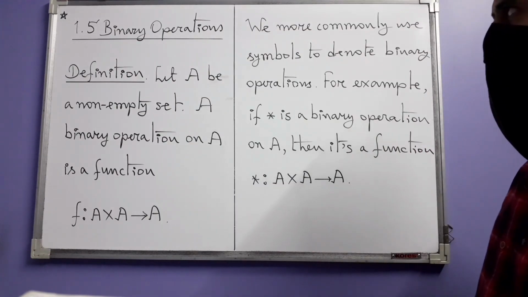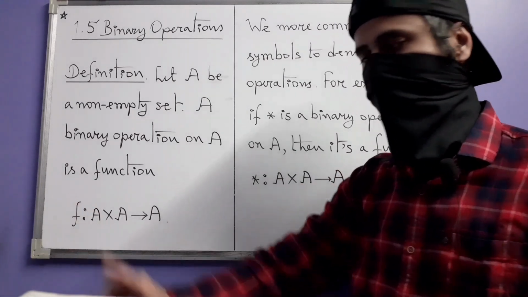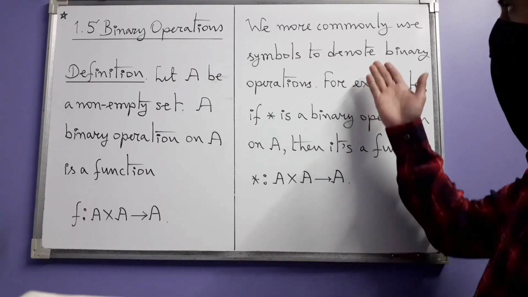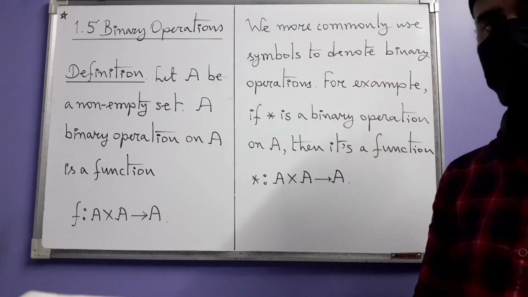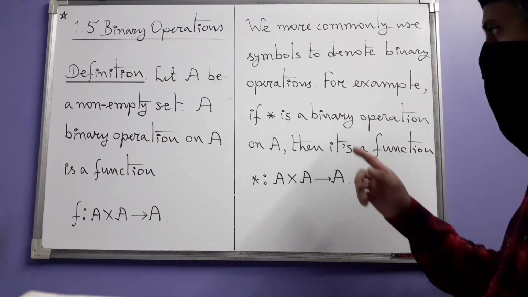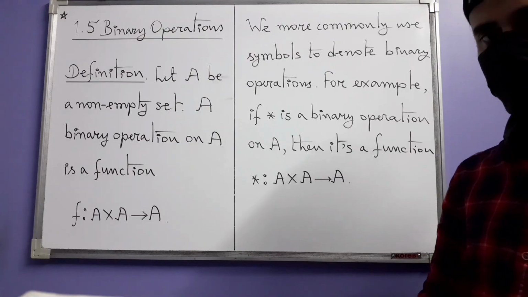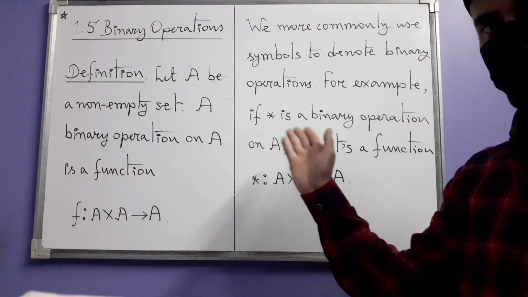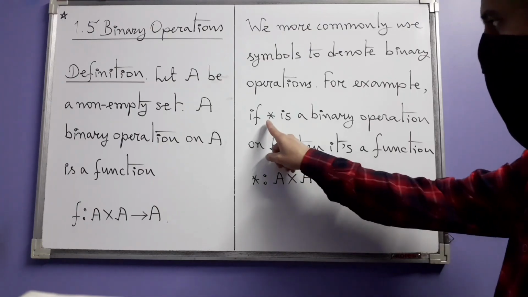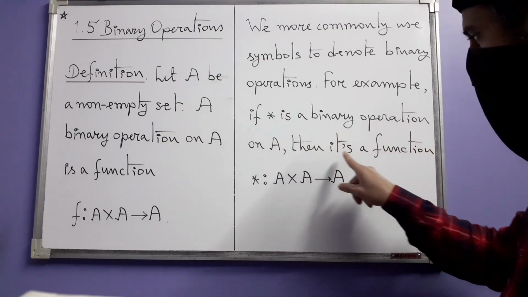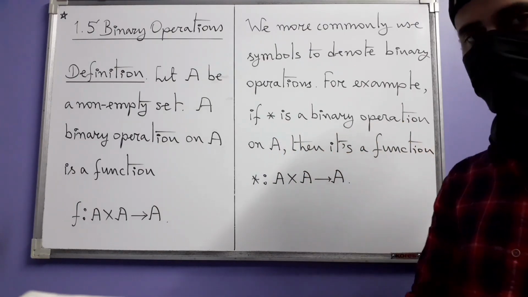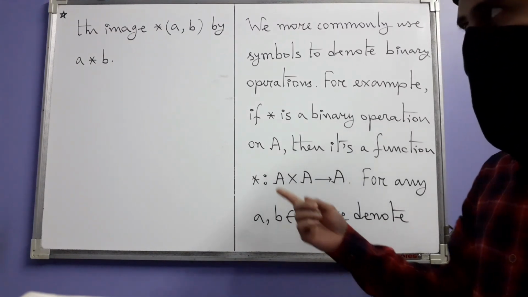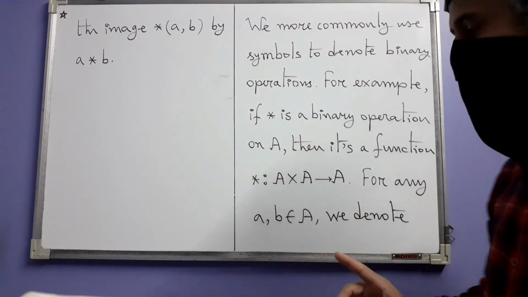But more commonly, instead of using letters to denote binary operations, although they are functions, we use some symbols to denote binary operations. For example, star. There are other symbols also. You will realize now why this is done. If star is a binary operation on A, then it's just a function of this type. And it continues a bit more next with this notational remark.